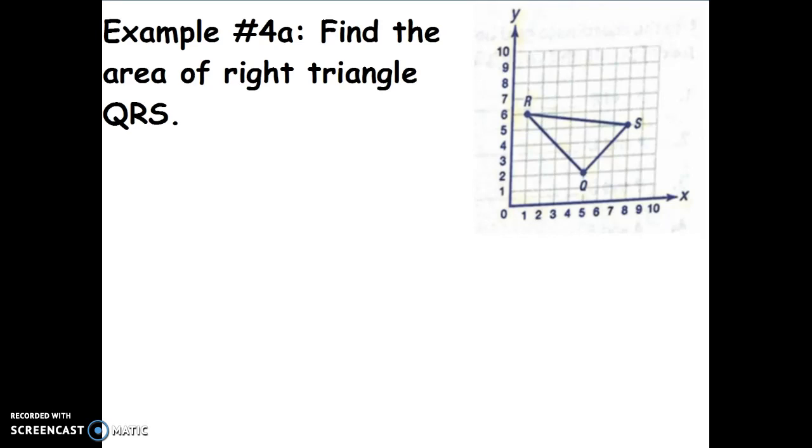So example 4a, we're going to find the area of the right triangle QRS. So take a moment to write this down and sketch the triangle and press play when you're ready to begin.